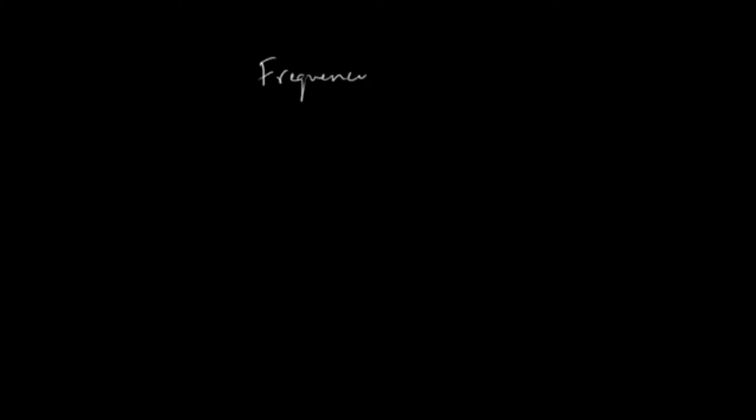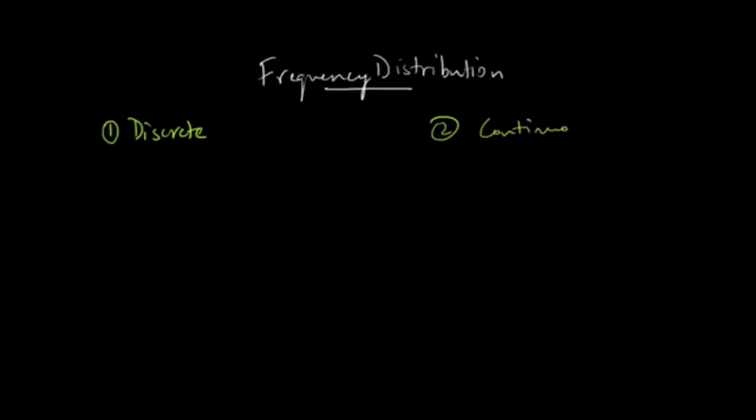This video is on frequency distribution. So there are two types of frequency distribution. One is discrete frequency distribution and the other one is continuous frequency distribution. In discrete frequency distribution, the data is given in a very straightforward manner.